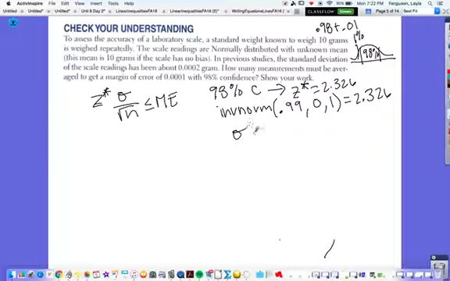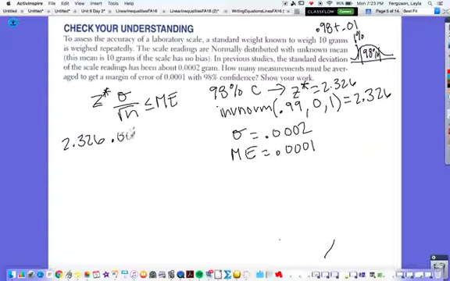All right, sigma, it tells me, is 0.0002, and that came from right here, the standard deviation of scale ratings in previous studies. It also tells me that for my margin of error, I want to get 0.0001. So all I'm going to do now is just plug into this formula. So I'm going to say 2.326 times 0.0002 over the square root of n. We want it to be less than or equal to 0.0001.